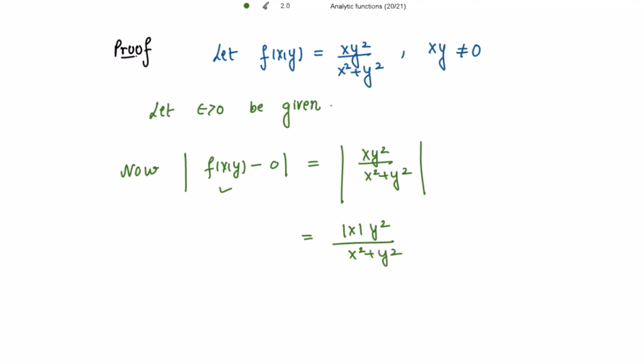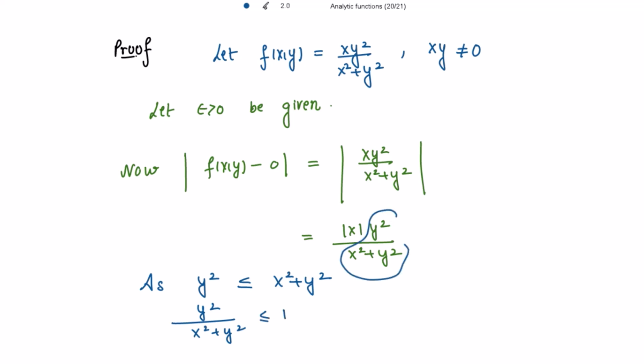Mod of y squared is y squared and mod of x squared plus y squared is also x squared plus y squared. Now as I know that y squared is less than or equal to x squared plus y squared, if I take this to the denominator, I get y squared divided by x squared plus y squared to be less than or equal to 1. So this is less than or equal to 1. That means we are getting this further to be less than or equal to mod x.